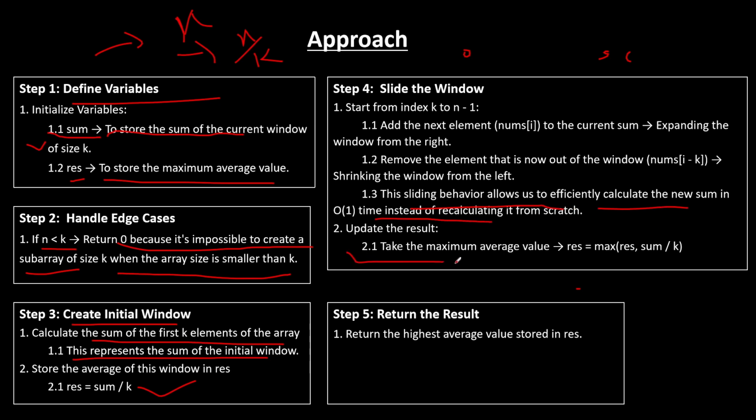Now, after doing that, we update the result again. Result equals the maximum of the result which was stored previously and the recent average we calculated. Then at step 5, we return the result.